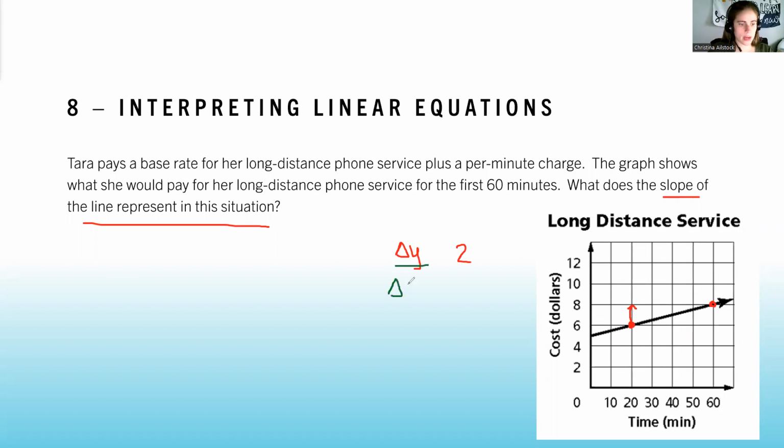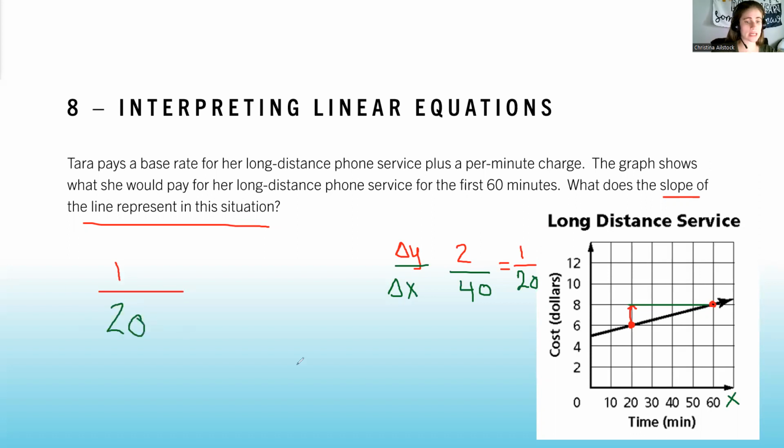And then for my change in x, I can see that we're counting by 10s. That means I go over 10, 20, 30, 40. And we do want to simplify this fraction. So that would simplify to be 1 over 20. All right, cool beans. We know what the slope is, but we need to know what it represents.